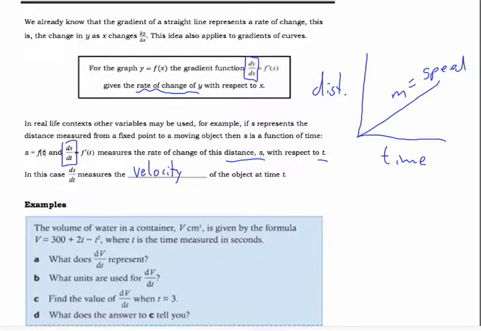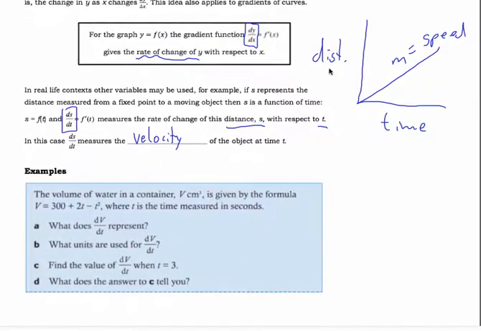Okay, this could be used for any type of situation, like for example, volume versus time or something like that. You'll always get the derivative equals the rate of change of whatever this variable is compared to whatever this variable is. So if we look at this, we have dv by dt. What does that represent here? So we have the volume of water in a container is given by this formula, where t is the time measured in seconds.